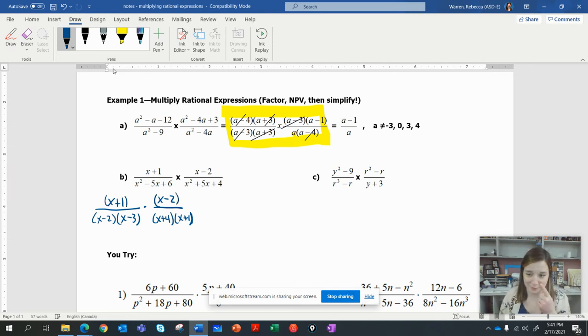No, I am not going to look for factors. I'm going to do my non-permissible values. Fourth time's the charm. So x cannot equal positive 2, positive 3, negative 4, and negative 1. Now, again, if you're struggling with non-permissible values, go back and watch that video. What I'm doing is making each of these brackets equal to 0 and solving. I can do that in my head.